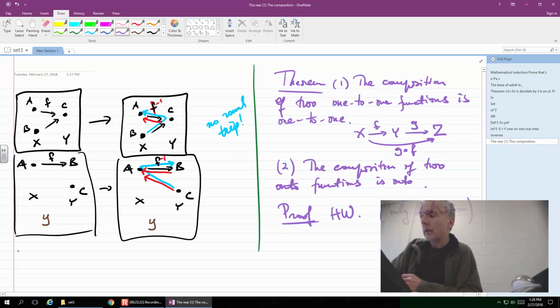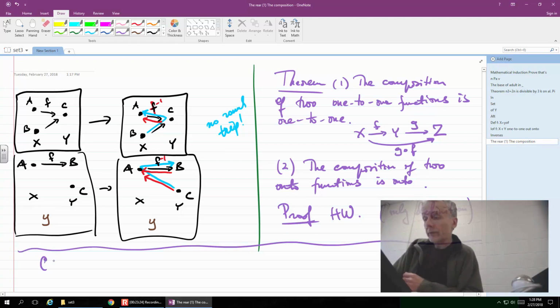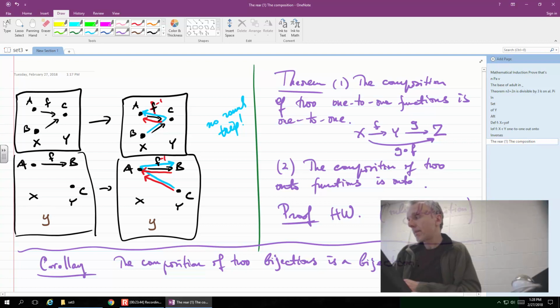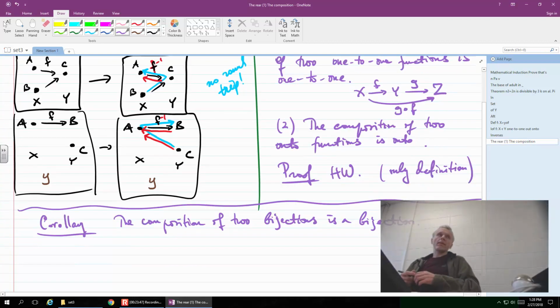In the future, we might actually use this theorem, and in fact, I have a corollary in mind that I want to use. The composition of two bijections is a bijection. Once again, from X to Y, one-to-one onto, from Y to Z, one-to-one onto, then the whole thing is one-to-one onto.